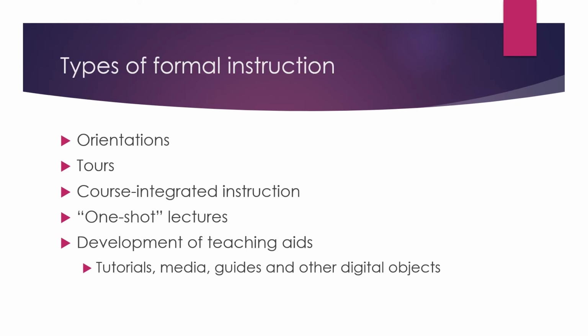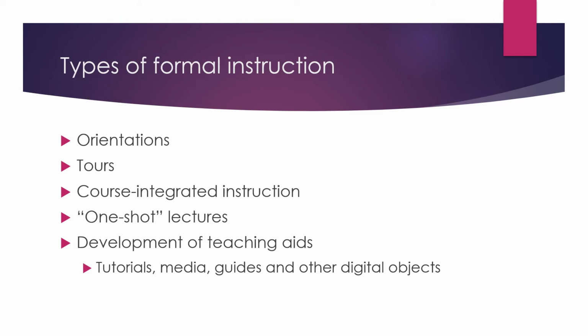So in addition to the informal instruction that you would do one-on-one with a patron at the desk, there are several types of formal instruction. Mostly in an educational institution, but I think a lot of these apply to public libraries or even special libraries. So you could offer orientations in any kind of library, really, where you show groups of people what kind of resources you have, where they are, how to access them, etc. And then, of course, you can give tours if your library is big enough.